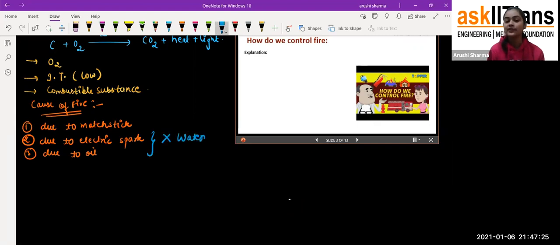Because for an electric spark, I have already told you that water is a good conductor of heat and electricity, so it will not stop the fire, it will even increase it. And for oil also, never use water, because oil is lighter than water, and when you apply water to control that fire, the oil will come over the water and will not allow the fire to get stopped. Okay, so these are the conditions.